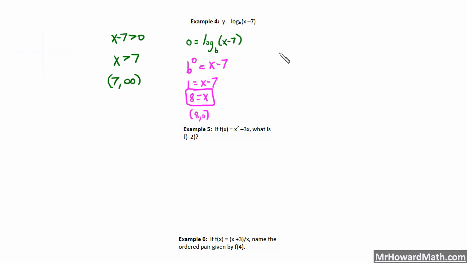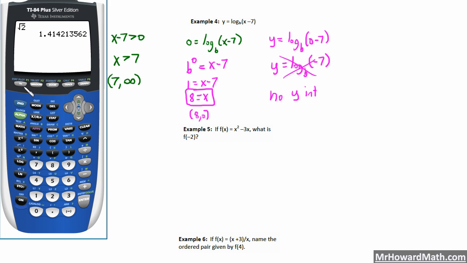Okay, now let's look at setting our x value to 0 so that we can find our y-intercept. So that would be y equals log base b of 0 minus 7. Simplify that, y equals log base b of negative 7. Now remember what we talked about before. Can we take the logarithm of a negative number? No. Okay, so that means there is no y-intercept. Okay, and let's look at the graph, and that will make a little more sense.